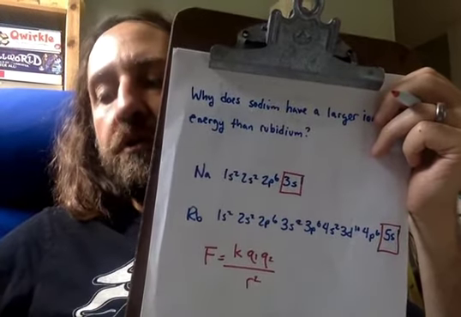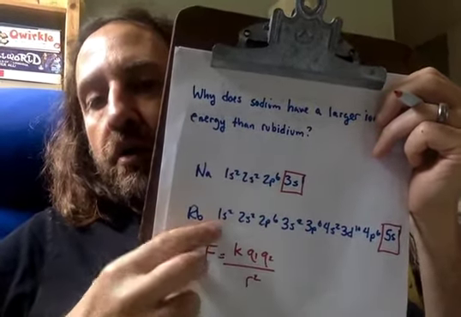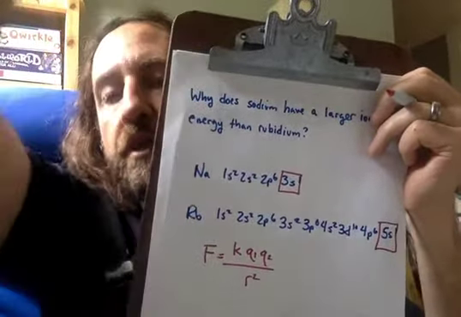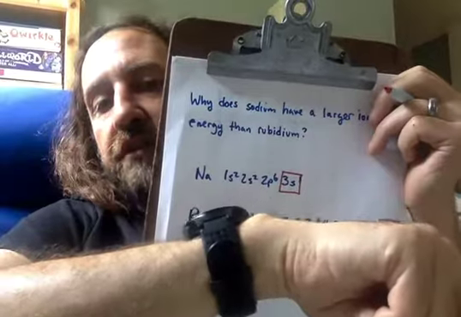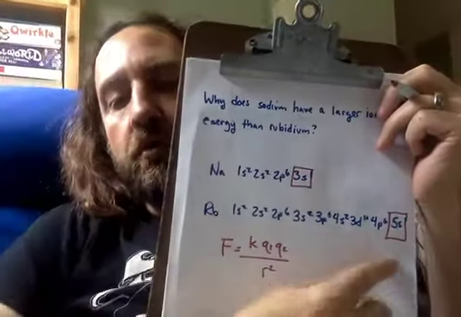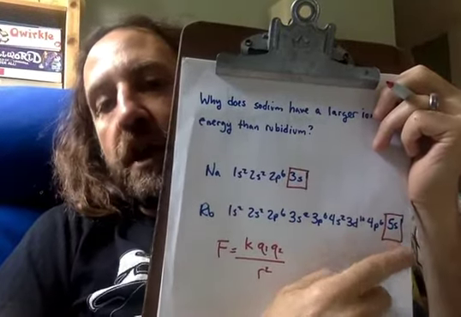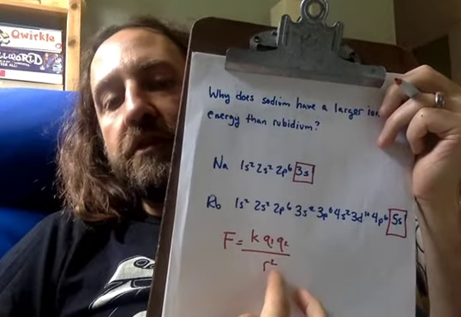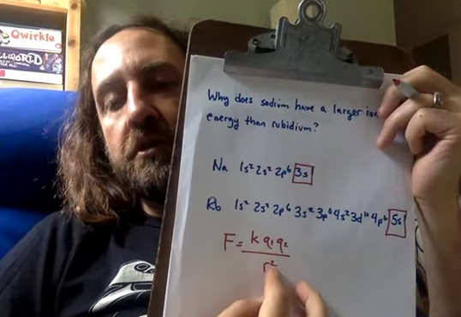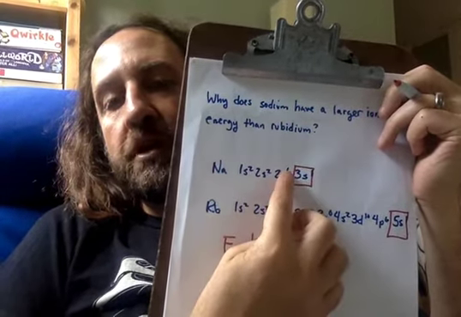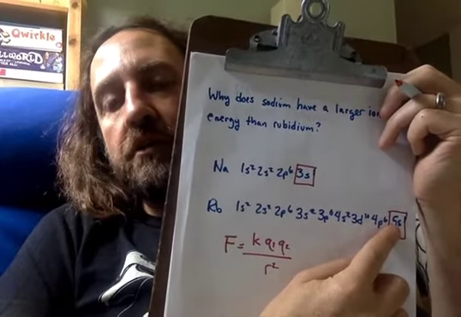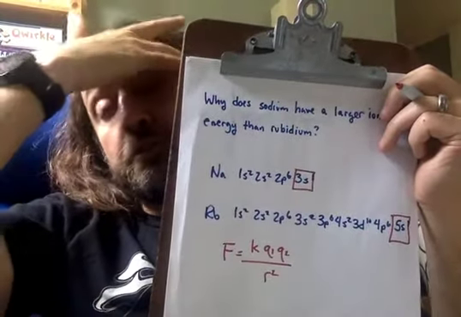If you consider the 1 shell is really close to the nucleus, and then the 2 shell exists outside of that, and then the 3, and then the 4, and then we're all the way out into the 5 here, this is going to be much bigger. The r number is going to be much bigger for rubidium than it is for sodium, because this electron here is going to be much farther away from the nucleus.